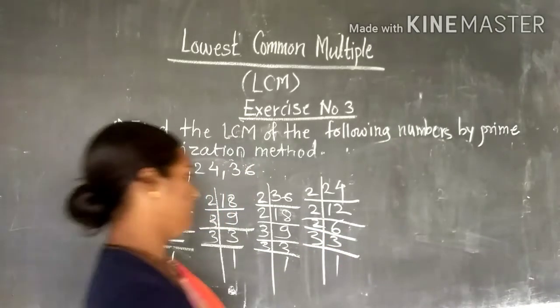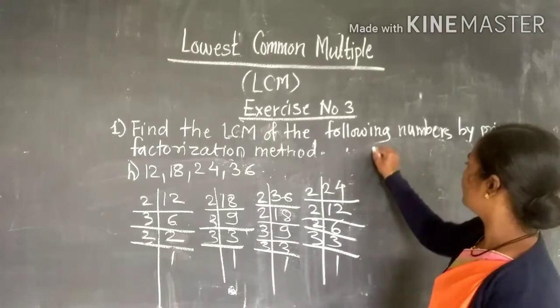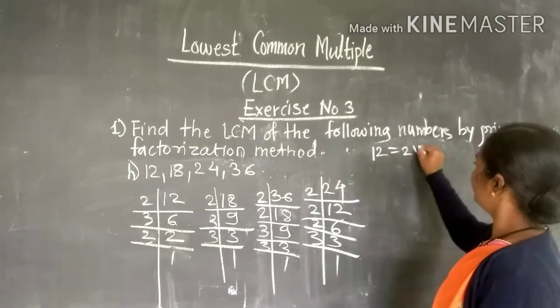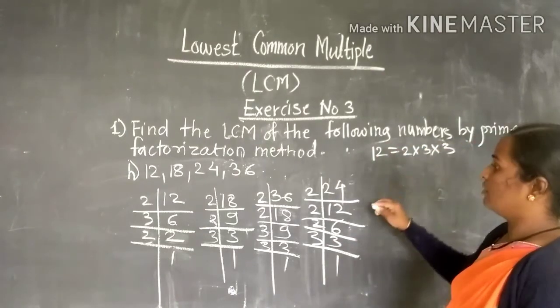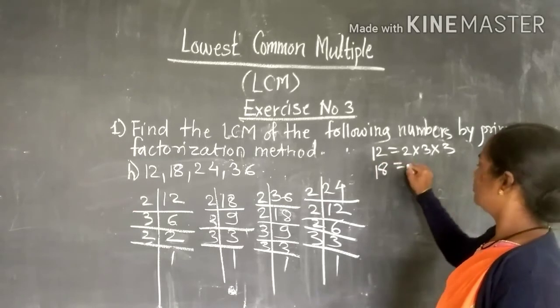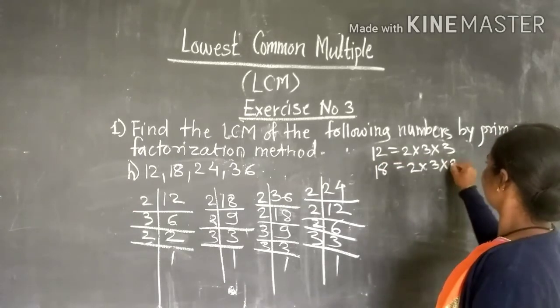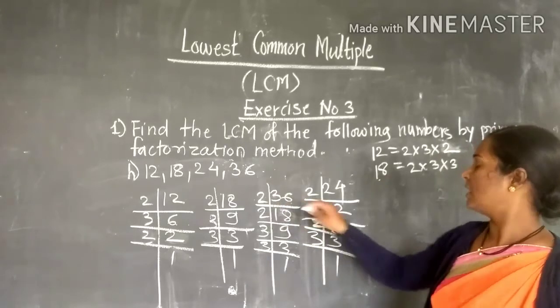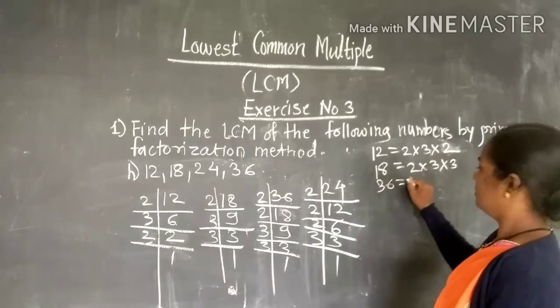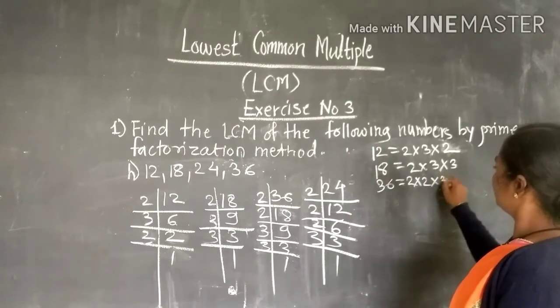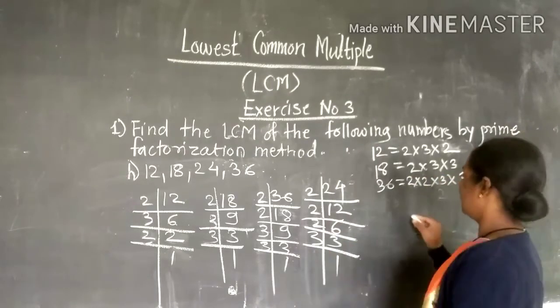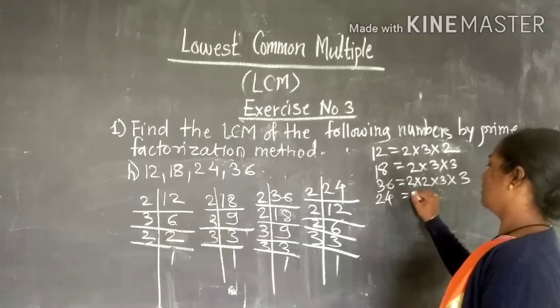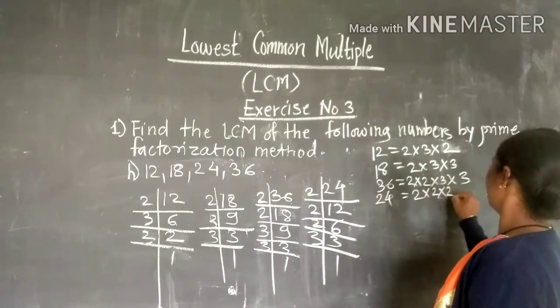So write down the factors for each number. For the 12, which factors are there? 2 into 2 into 3. For the 18, we have got 2 into 3 into 3. For the 36, 2 into 2 into 3 into 3. And for the 24, we have got 2 into 2 into 2 into 3.